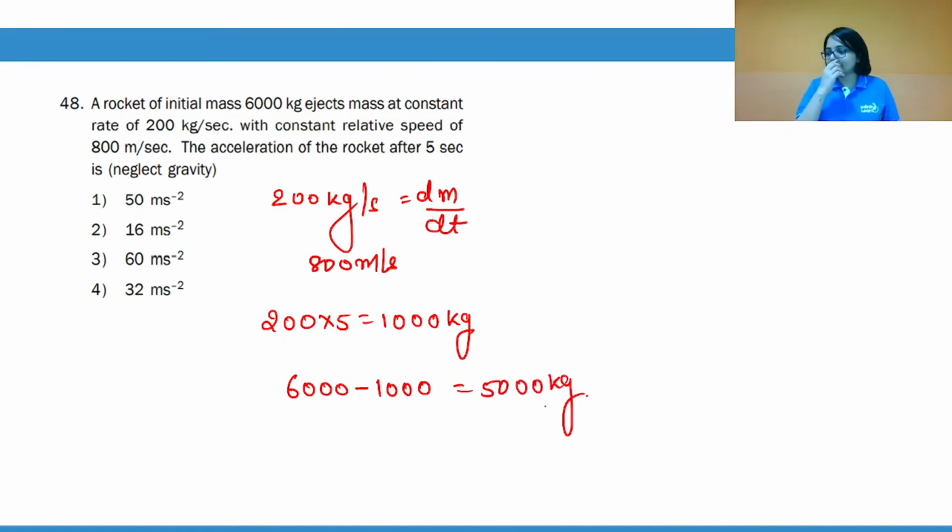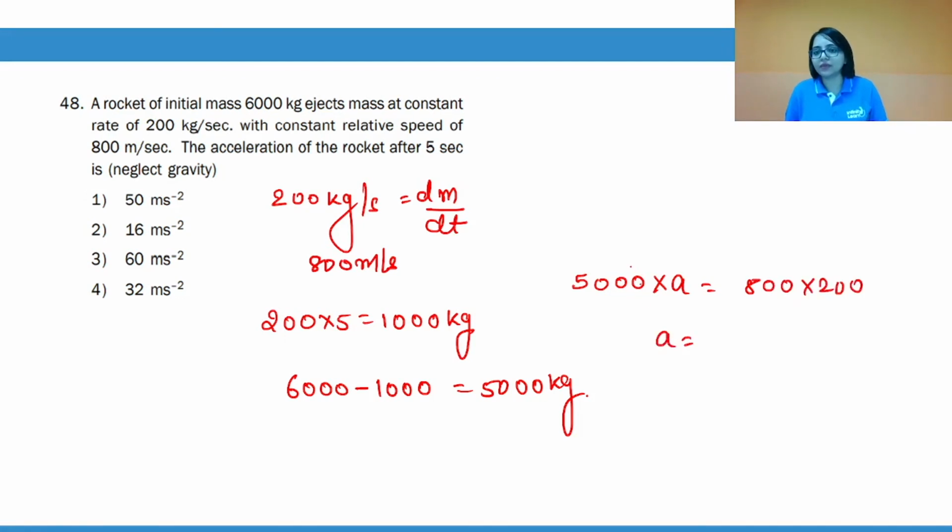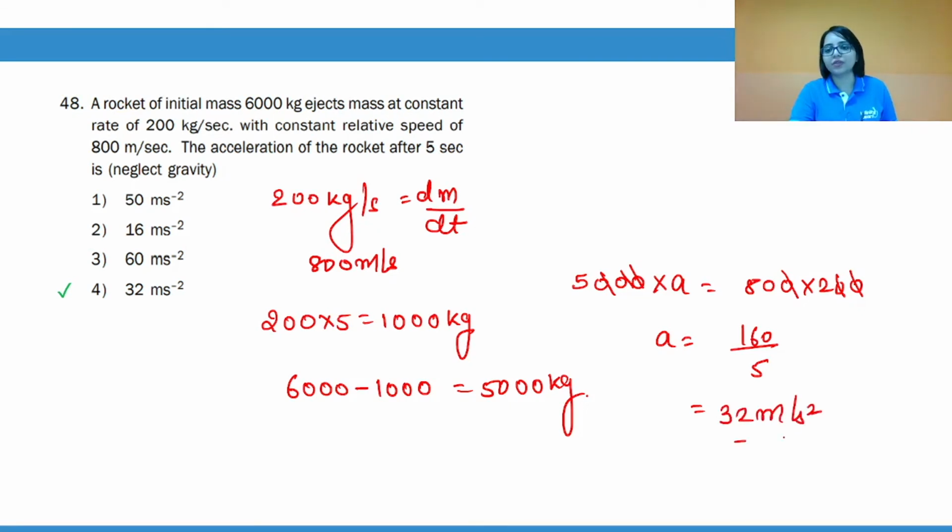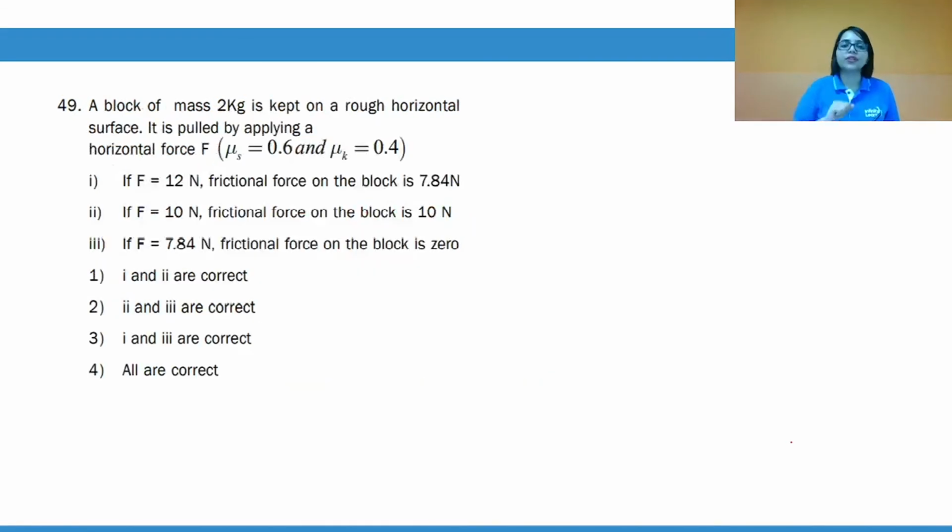Okay, so this is the remaining mass, and for remaining mass you can apply F is equals to ma. So 5000 into a is equals to F, that is dm by dt into v, that is 800 into 200. So a will be, these three zeros will cancel these three zeros. So we have 160 divided by 5, and that is equals to 32 meter per second square. Option 4 is correct. Question number 49.